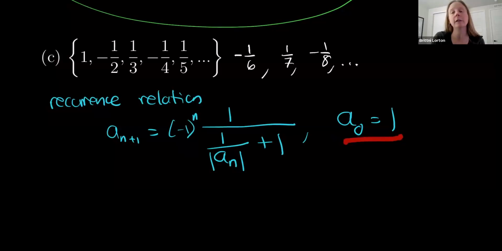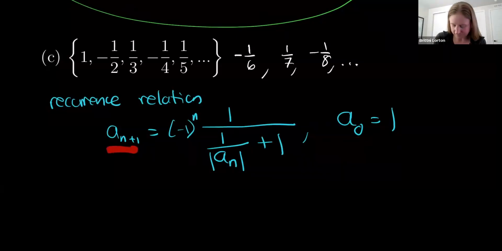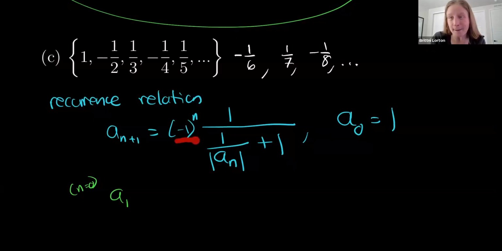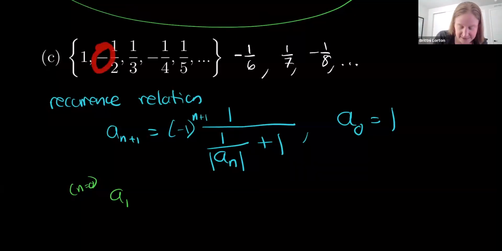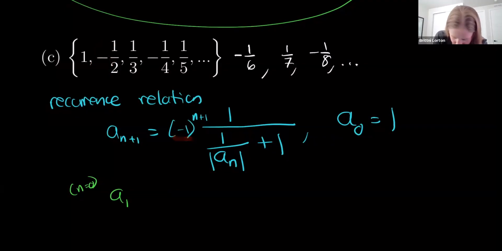So if my a sub 0 is 1, then for my next term, I want an a sub 1, so I would need my n to be 0. But if my n was 0, this would become positive. So I missed a negative. So I should go back and make that -1 to the n plus 1 to keep it alternating in the correct way. I need my next term to be -1/2. So then this would become -1 to the power of 0 plus 1, which is 1, which is positive.